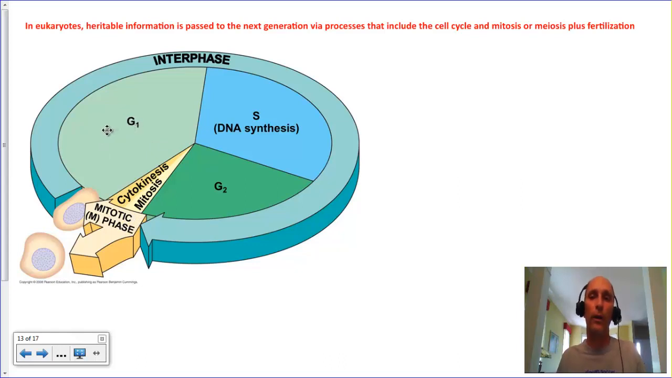And those are processes we'll talk about in more detail later, but some cells can undergo mitosis a lot, some cells undergo mitosis rarely, some cells undergo mitosis not at all. And the information that's passed on through that is how they move through heredity.